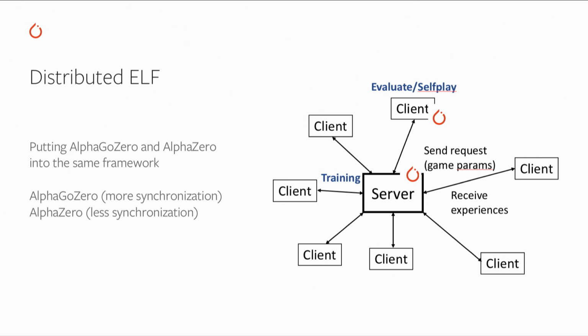And you send all the games back from the clients to the server so that the server can do this offline training. The server updates the model from time to time so that the clients can continue the self-play with the updated model. So this entire framework basically puts AlphaGo Zero and AlphaZero into the same framework, and you can switch between the two modes with a few switches.